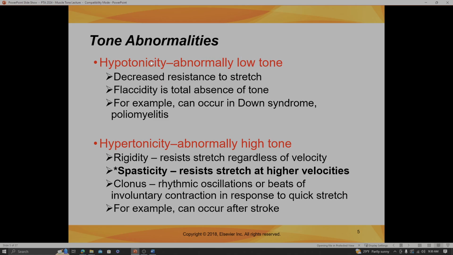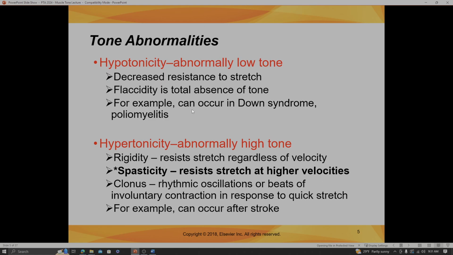Know the difference between hypotonicity, which is abnormally low tone, and hypertonicity, which is abnormally high tone, and know the presentations, right? So flaccidity is going to be a hypotonic picture. It's going to be a result of hypotonicity, so decreased resistance to stretch. Flaccidity, boy, is the total absence of tone, right? So it's not like muscular weakness, it's a complete absence of tone.